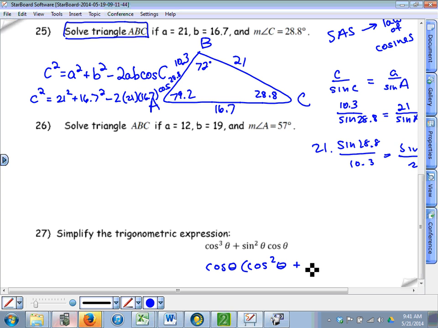Oh, this is an easy one. Cosine squared plus sine squared. How easy could that be? What is cosine squared plus sine squared? It's just 1. So this whole thing simplified equals cosine theta. There we go.